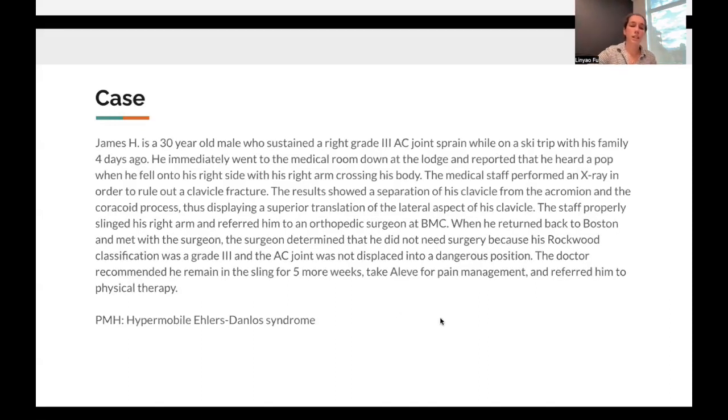So this is the case that we are using to highlight our injury. And so I'll take a second to read it.